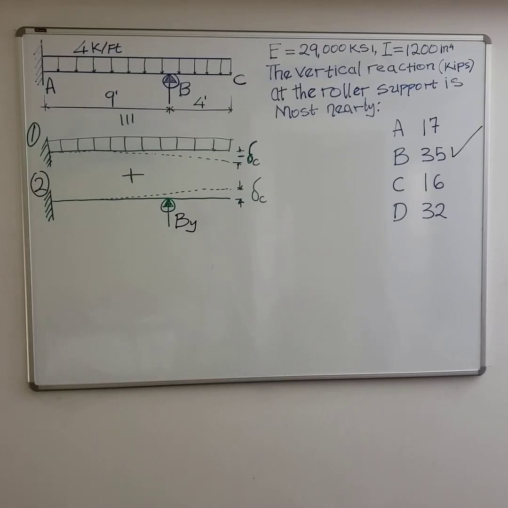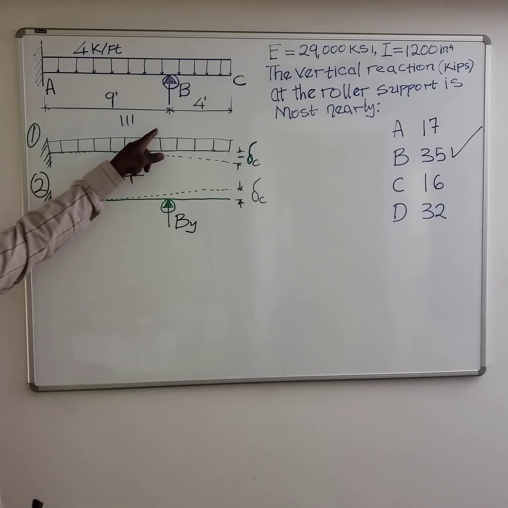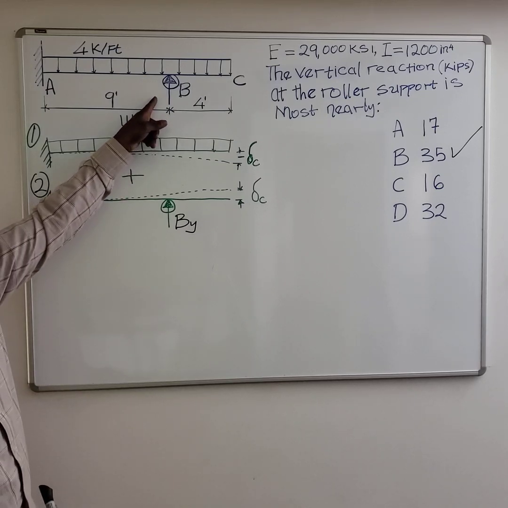Hello, we have an indeterminate beam problem here today. It's called a propped cantilever beam with a distributed load of 4 kips per foot. It has a fixed support at point A and a roller support at point B. And the question we're given says we are to calculate the reaction at the roller support here.